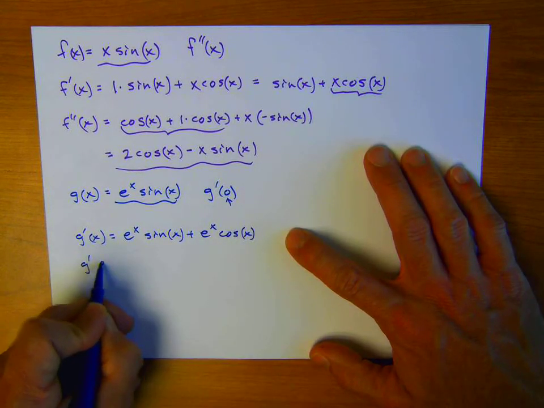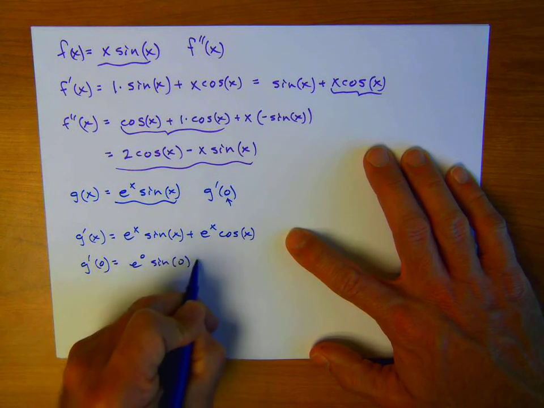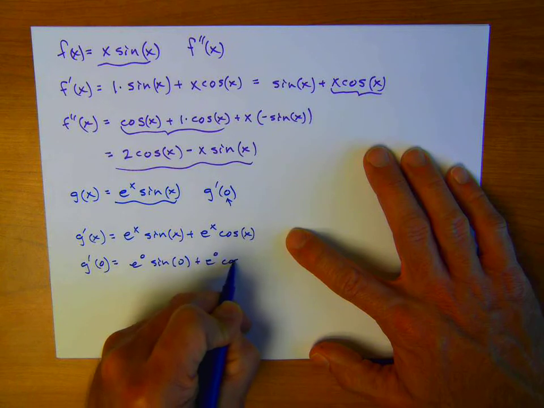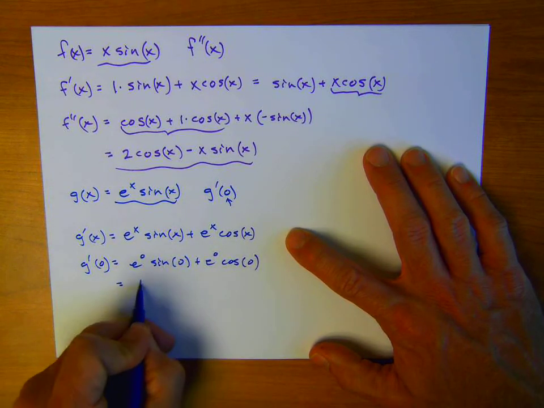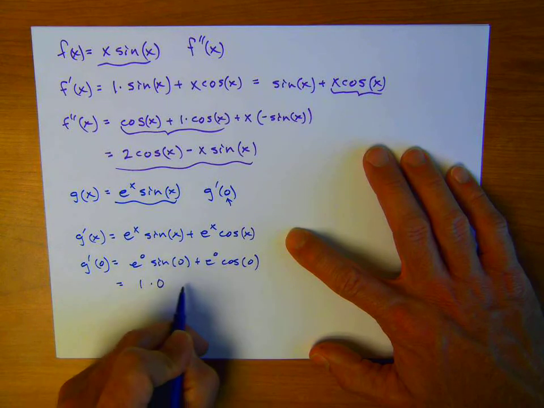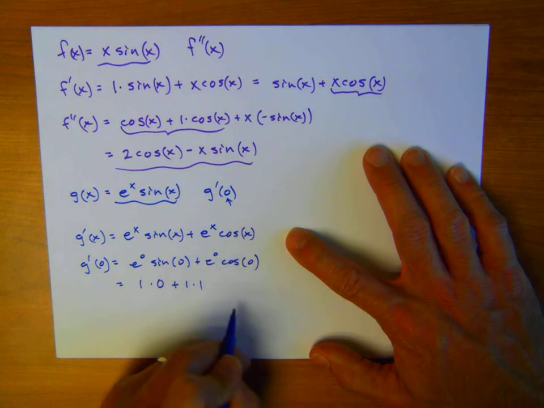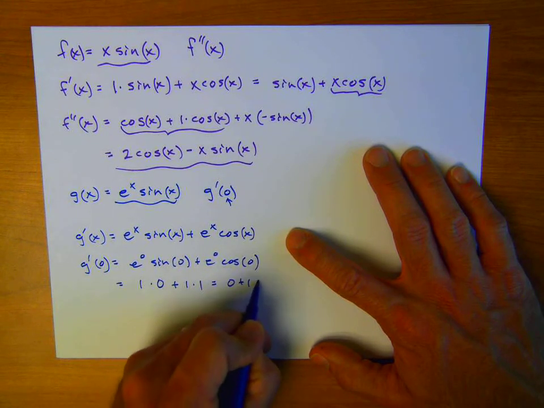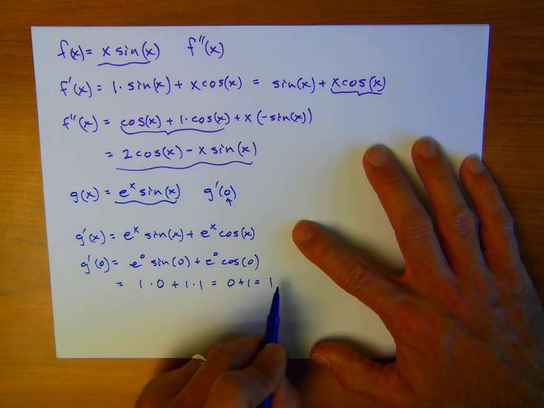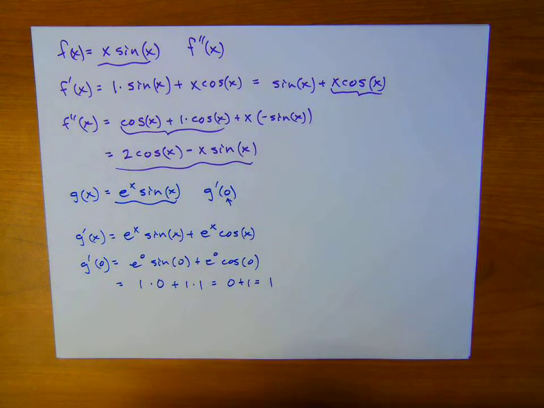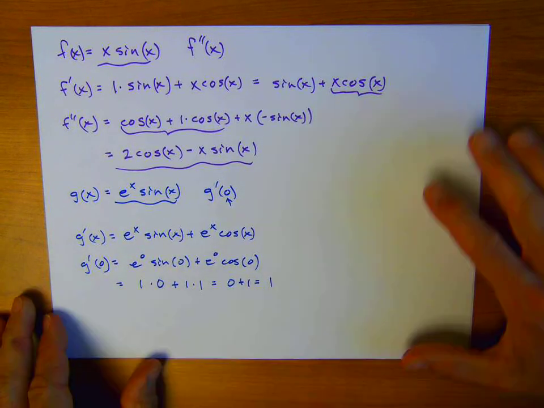So g prime of 0 is e to the 0 sine of 0 plus e to the 0 cosine of 0. Well, e to the 0, anything to the 0 power is 1. Sine of 0 is 0, plus 1 times cosine of 0 is 1. That just leaves me 0 plus 1, which is 1. So the slope of the tangent line to this function at x equals 0 is 1. So that's it for the derivative of the 6 basic trig functions.